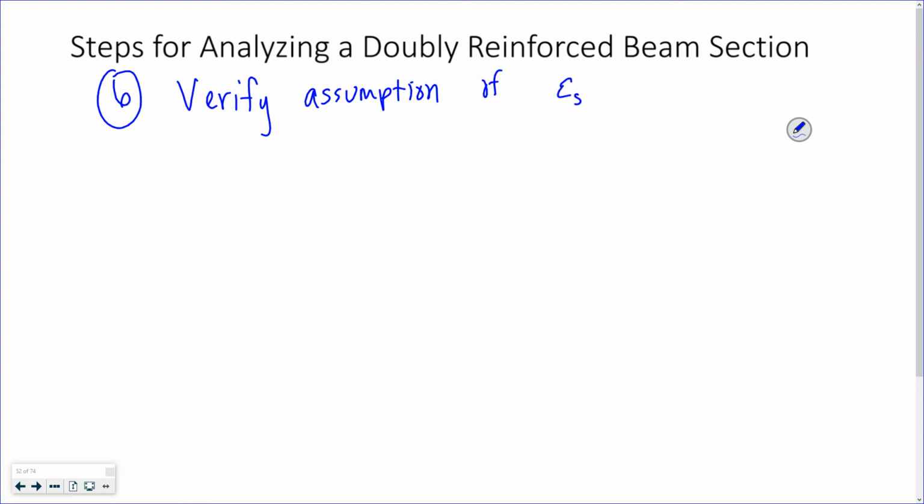I gotta make sure that my compression steel has yielded. If it hasn't yielded, now I got another little factor in there to take care of. If you want to figure out how to solve that, look at the problem that we did on the Zoom call last week. And once everything, okay, I've satisfied equilibrium, I've satisfied my strain profile, I've verified my assumption, everything's good.